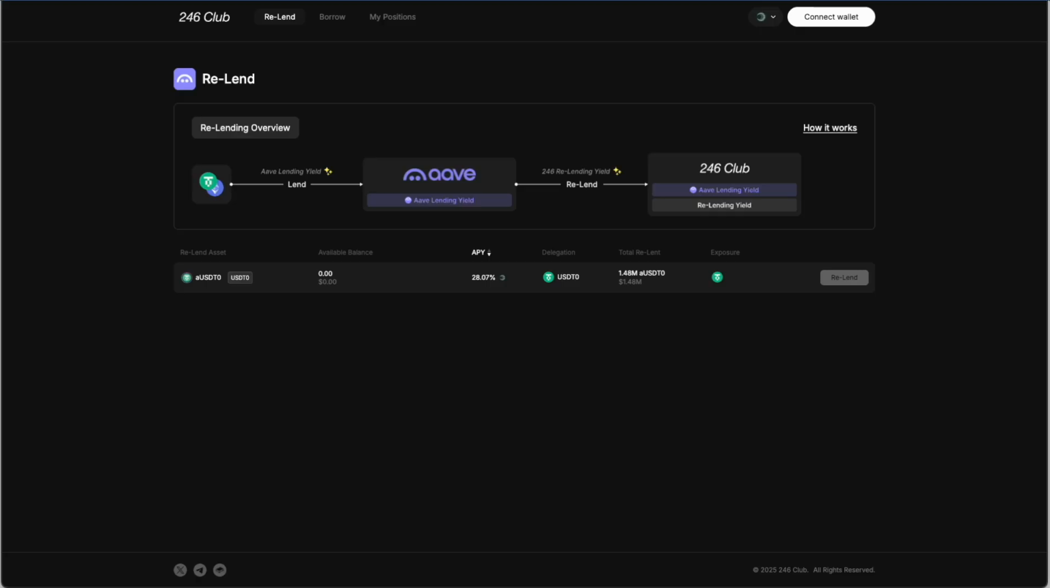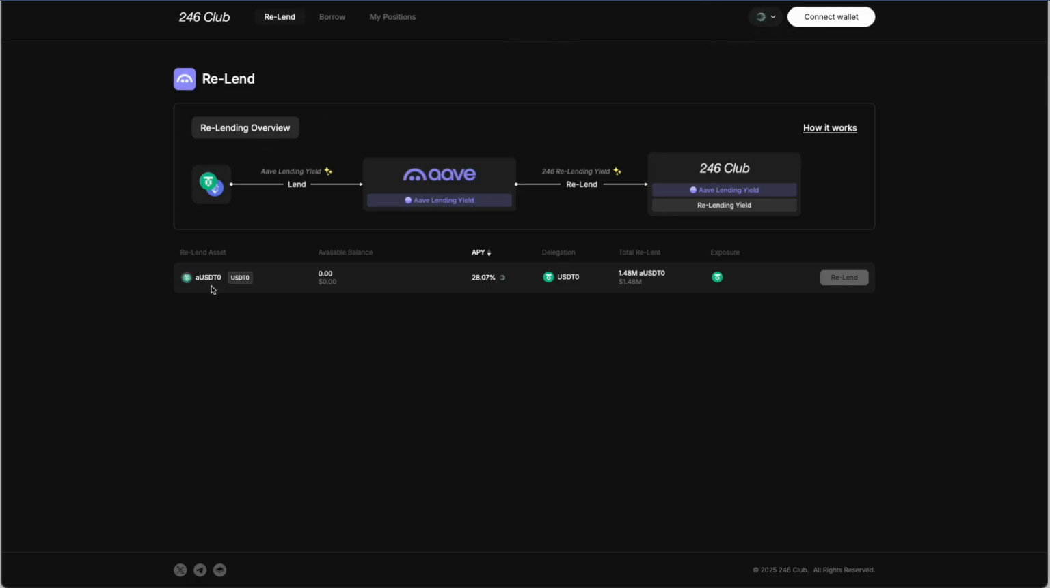Today I have a really quick video for you on 2-4 Club. 2-4 Club is what they're calling a re-lending platform. It's pretty interesting. I have a flowchart to explain how this thing works, but taking a quick look at this, basically it's live on Plasma right now.